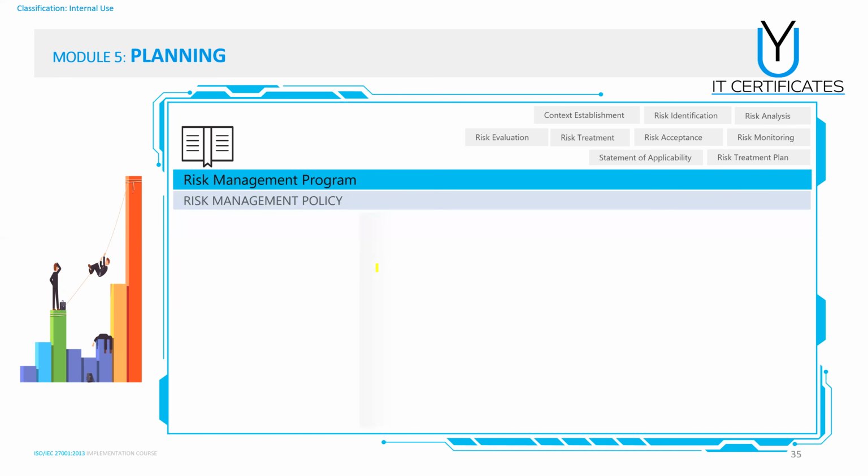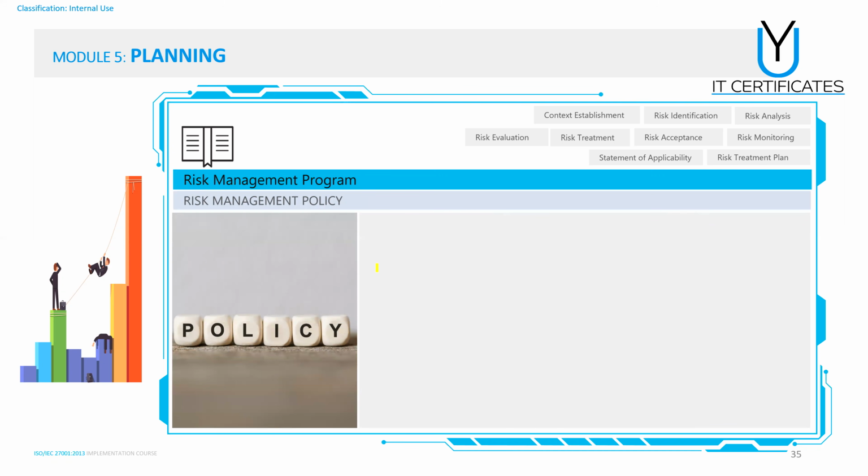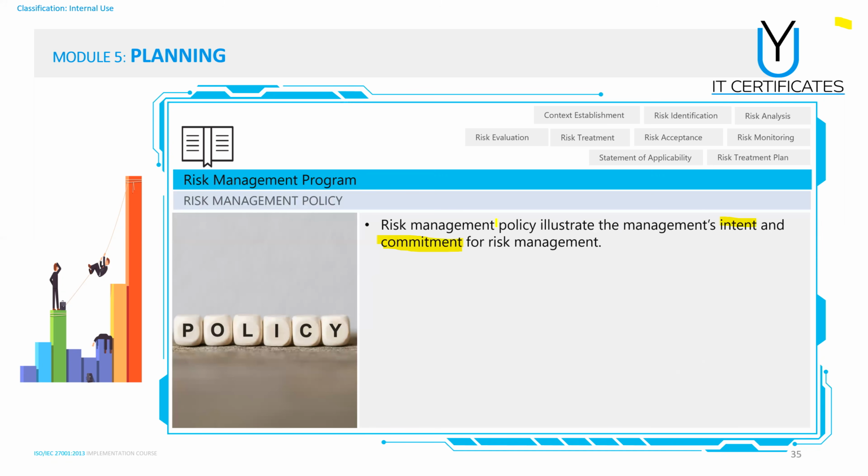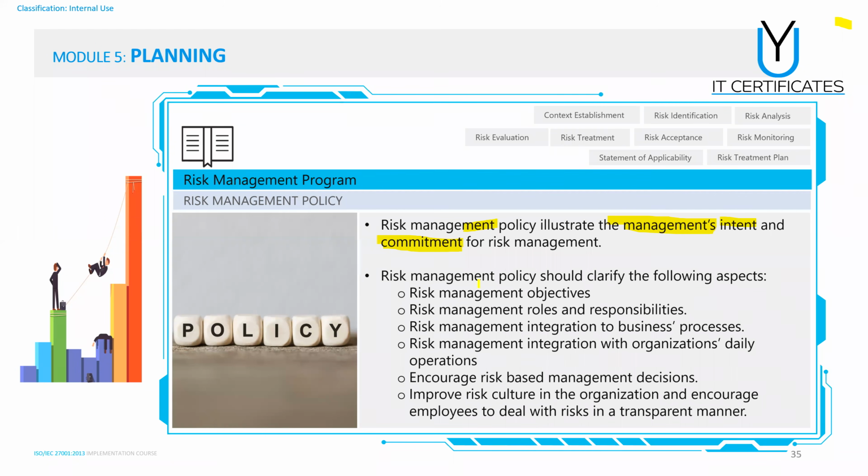Risk management policy. Again, the risk management policy illustrates the management intent and commitment for risk management. The management of XYZ company has to define what the objective of risk management is and how we want risk management to be integrated with the XYZ processes and activities and daily operations and all this stuff. This will be very clear in the risk management policy.